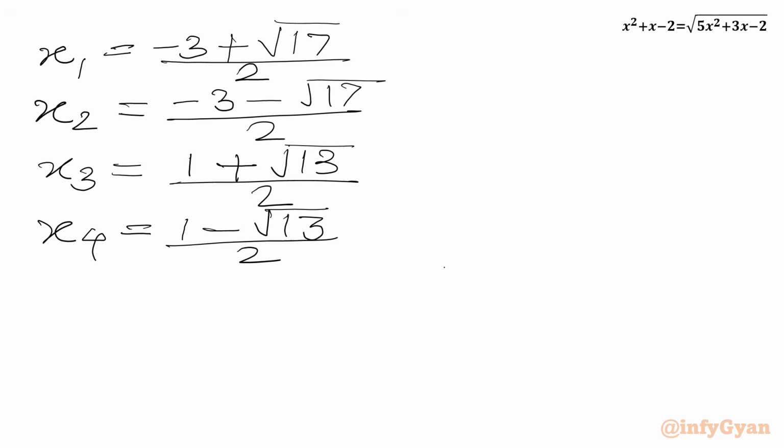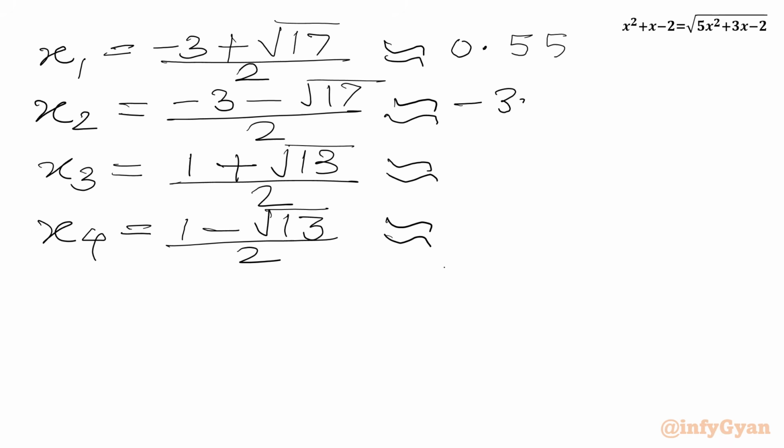Let's find approximate values of x1, x2, x3 and x4. So we will write here x1 must be somewhere 0.55. x2 will be approximately minus 3.6. x3 will be 2.3 approximately. And x4 will be minus 1.3. Now if we check x1 only, it is 0.55, which is less than 1.